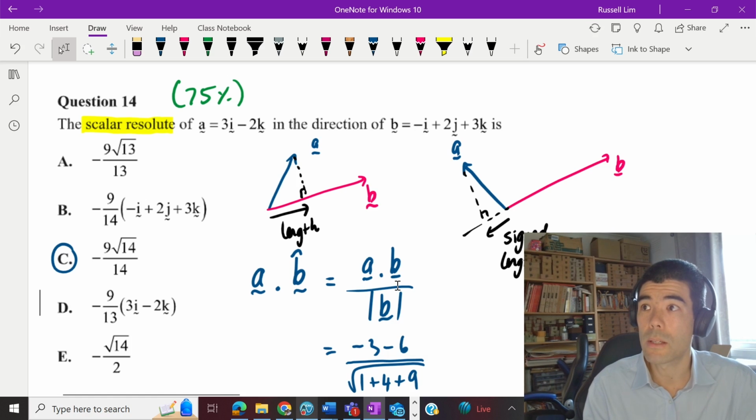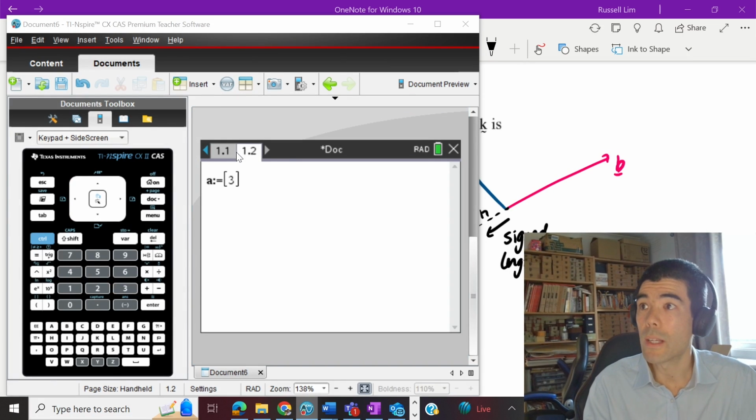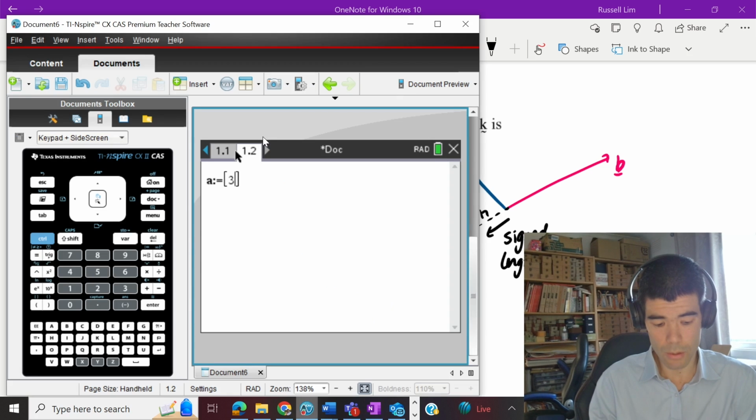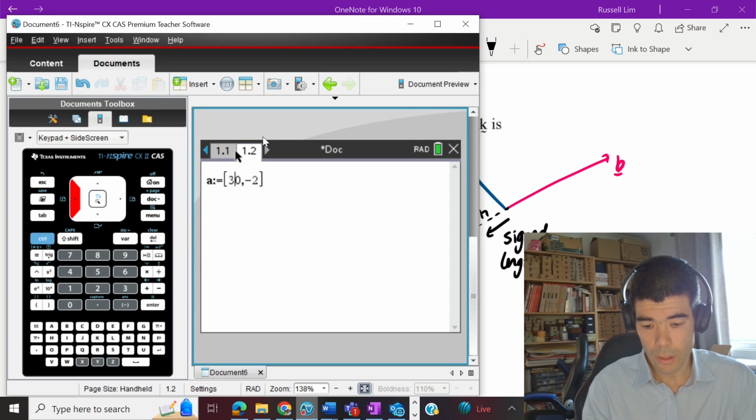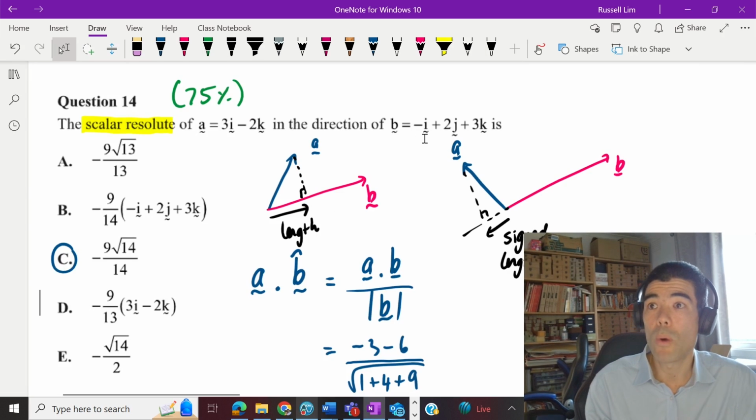We can also do that on the CAS calculator by defining A and B, and then using the dot product function. So if we define A as 3, 0, -2, not 30, B as -1, 2, 3.